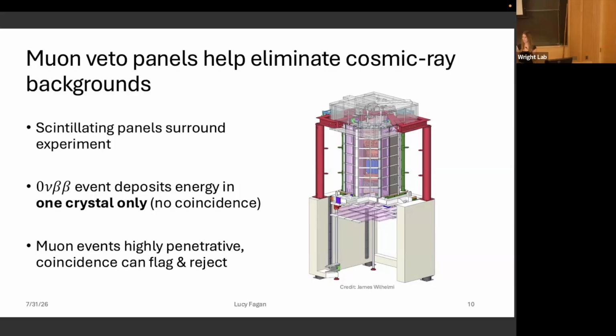Muons will go through just about anything. It goes through the entire mountain, it goes through the metal, it goes through our experiment. And so the way we can detect a muon is we can see it goes through multiple panels, and that's called a coincidence. And we can identify these and eliminate them from the data.